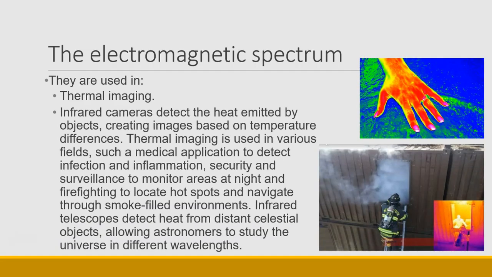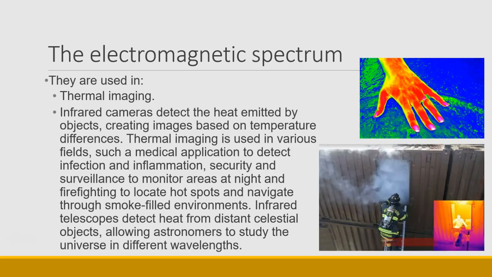We use infrared radiation in thermal imaging. So we use special infrared cameras that are able to detect heat emitted by objects, and that can create images based on temperature differences. Now, what we need to understand is that when we look at these pictures over here, we're not actually seeing infrared radiation because we are blind to infrared radiation. However, infrared cameras are able to detect the infrared radiation, and then they convert it on a screen into visible light that our eyes and our brains can process.